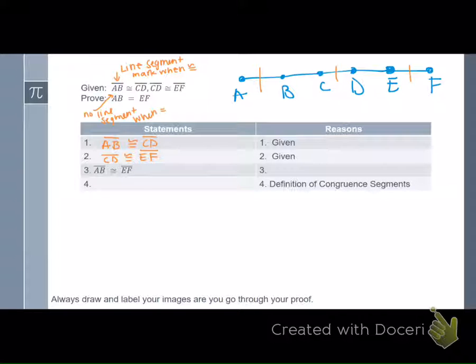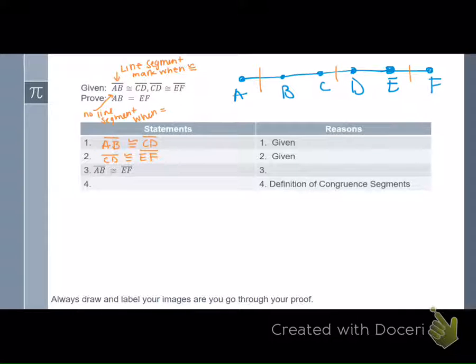All right. Why can they say AB is equal to EF or congruent to EF? What property allows us to say AB is congruent to EF? The middle two pieces are the same, right? The middle two pieces are the same. So we can say the end two are congruent. What property is that?